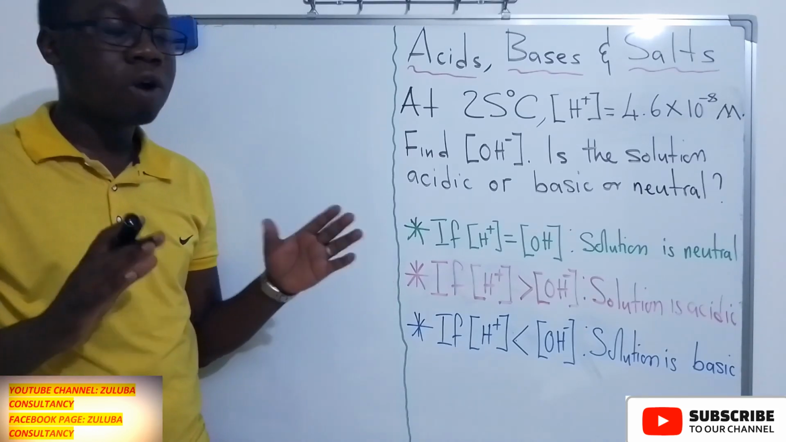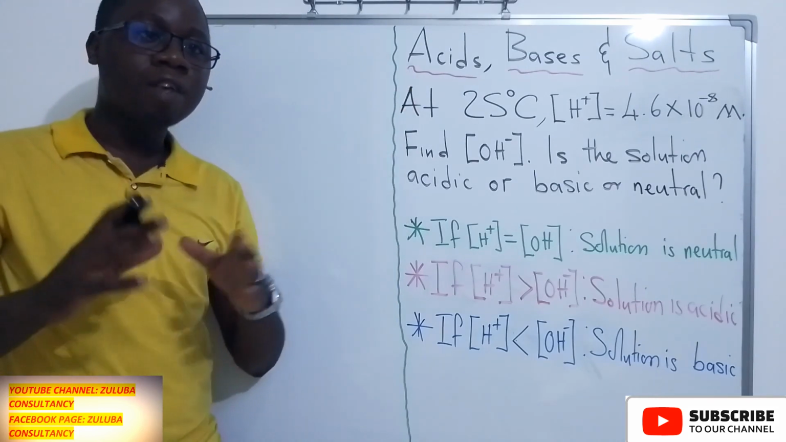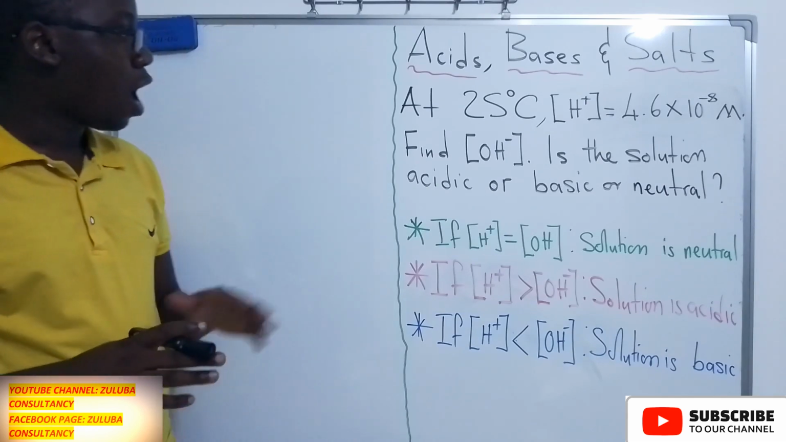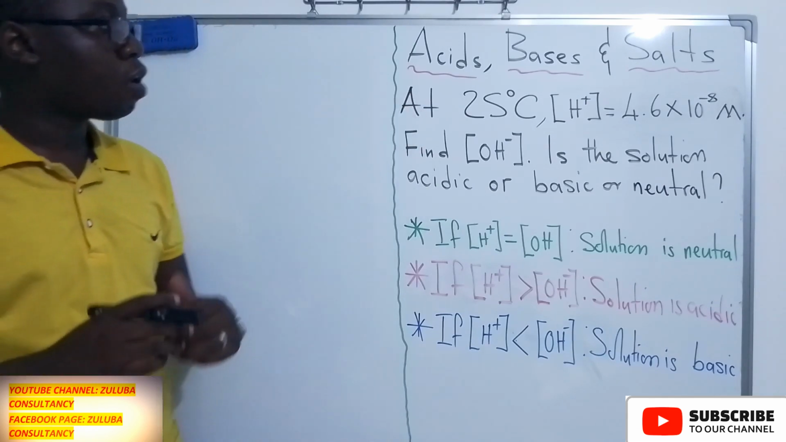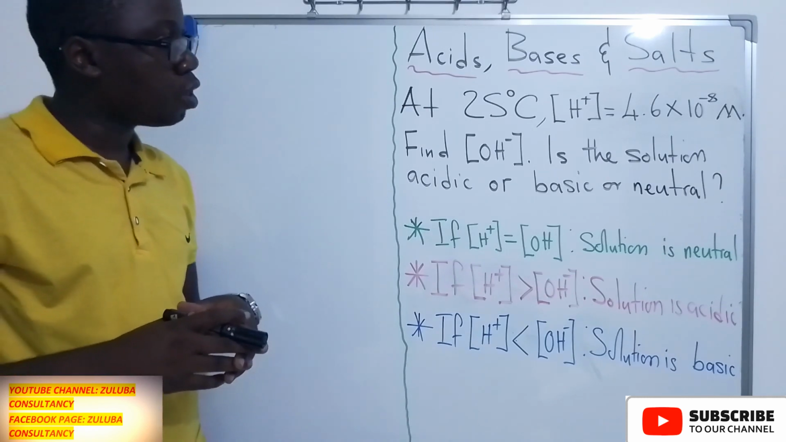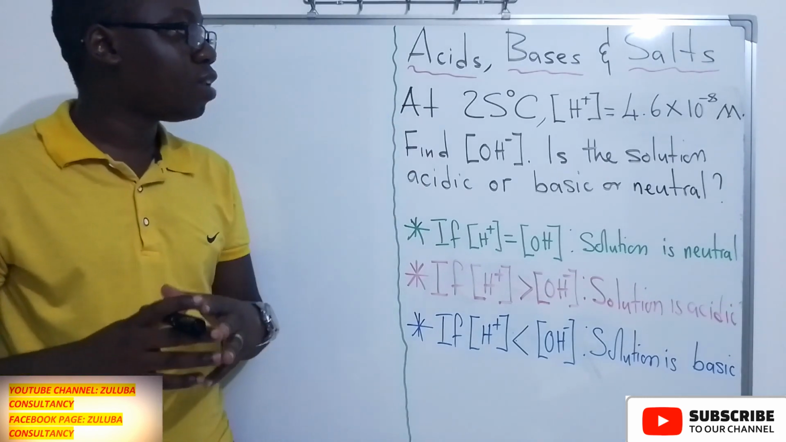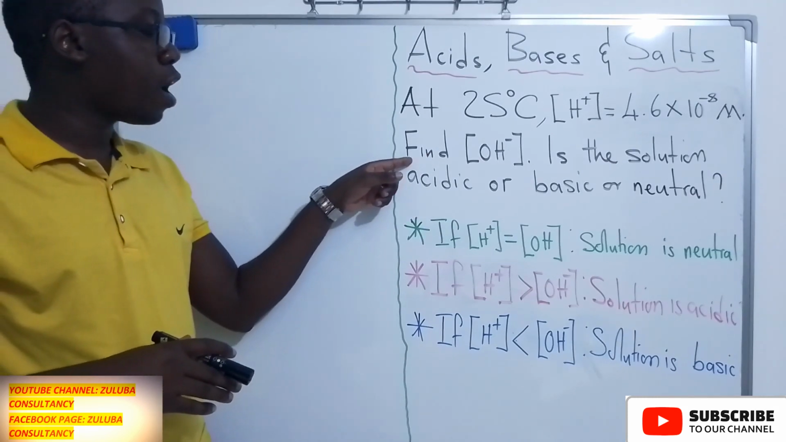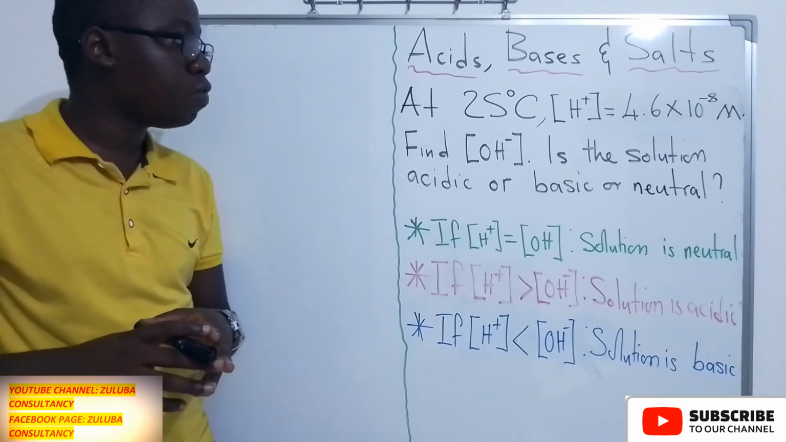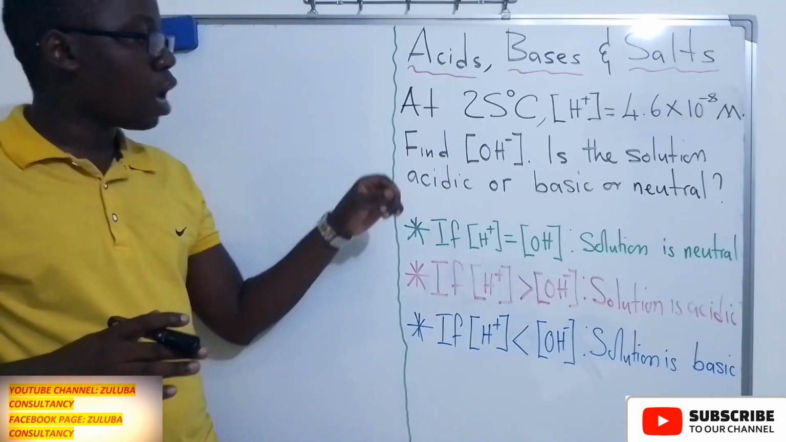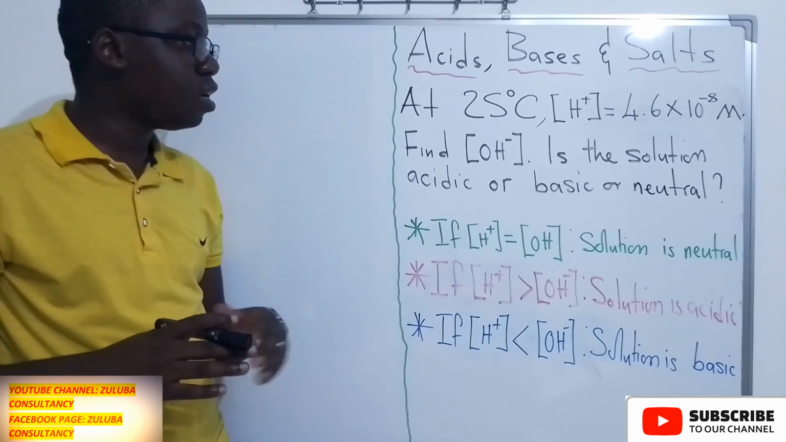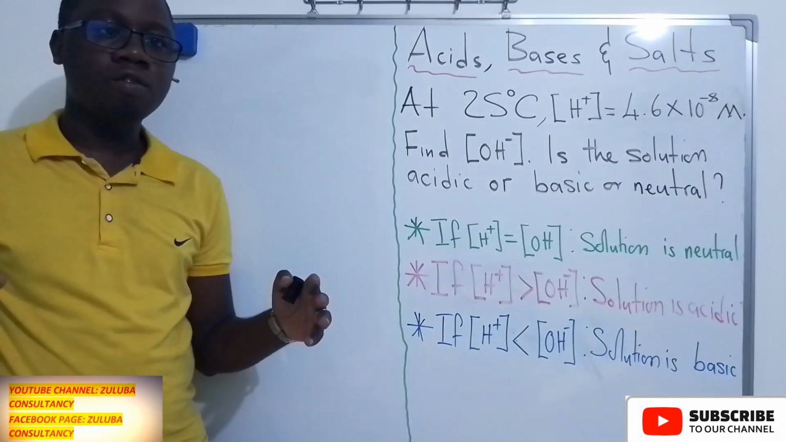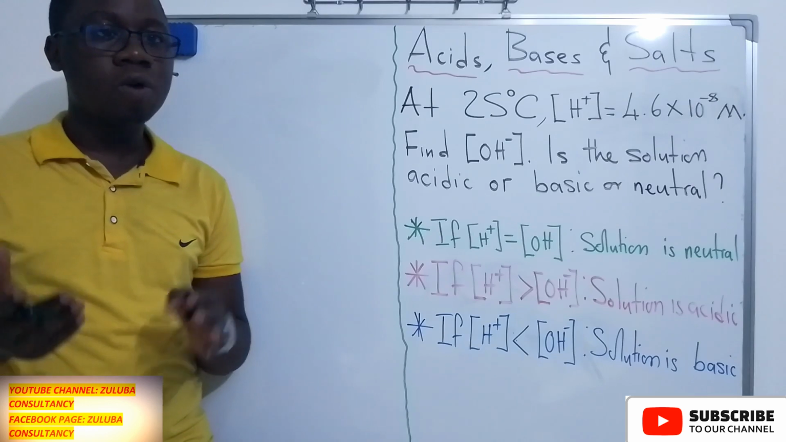In this video, we want to answer this question under the topic acids, bases, and salts. The question reads: at 25 degrees Celsius, the concentration of H positive is 4.6 times 10 to the power negative 8 M. They are asking us to find the concentration of OH negative, then thereafter to determine if this solution is acidic, basic, or neutral.